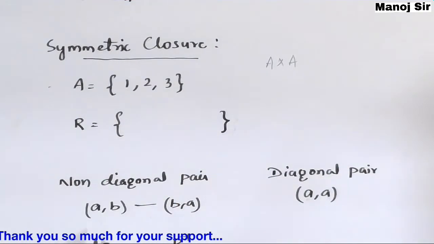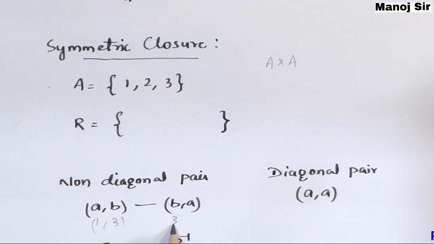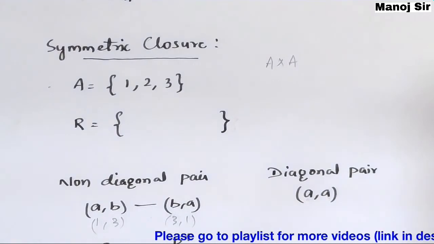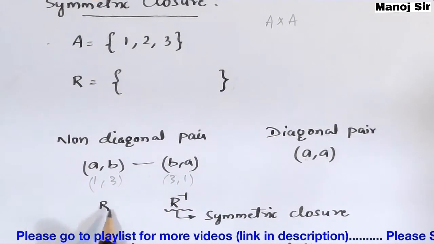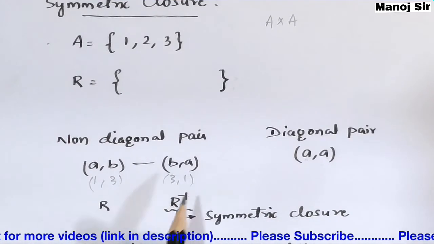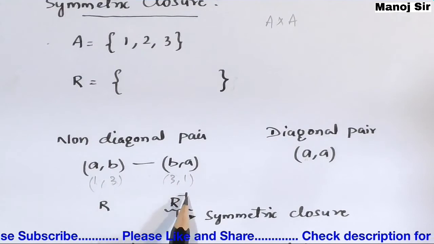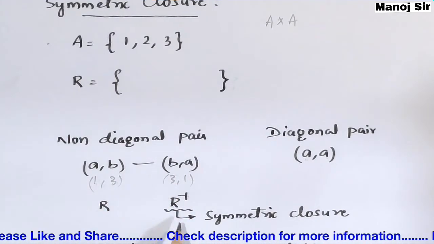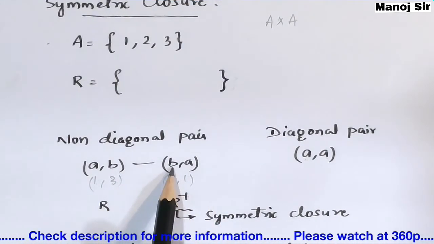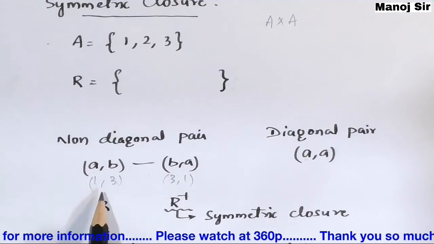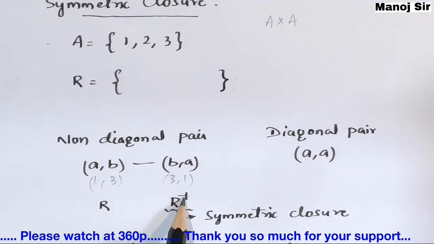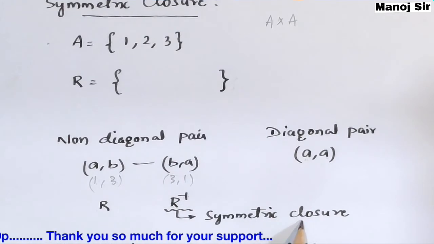Let's say A is 1 and B is 3. So here we have 3 comma 1. So we can say 3 comma 1 is the symmetric pair of 1 comma 3. If this is R, then this becomes R inverse. If 1 comma 3 is in R, then 3 comma 1 will be in the inverse of this relation. So this B comma A, or 3 comma 1, becomes R inverse, and R inverse is the symmetric closure.